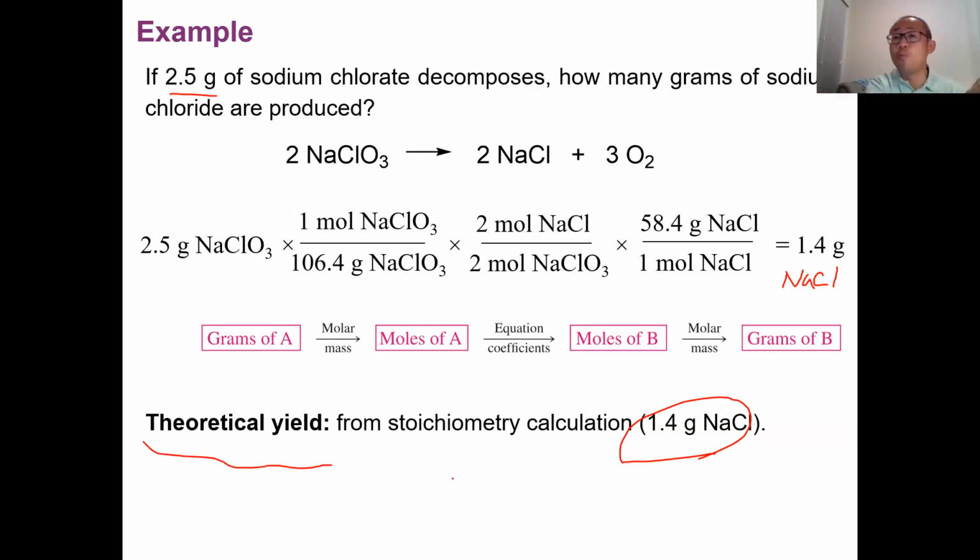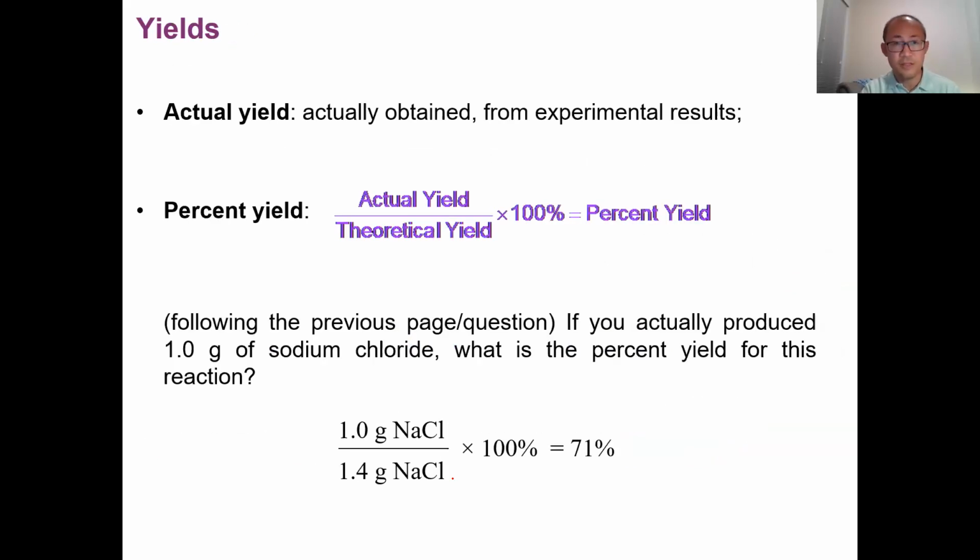In theory, 2.5 will yield 1.4. That's the maximum you can get because that's from calculation, from paper. That 1.4 grams of sodium chloride is called the theoretical yield. Now, like I said, theoretical yield is from paper. In reality, if you do the reaction in the lab, you may not end up getting 1.4. The amount you get will always be the same or less than 1.4.